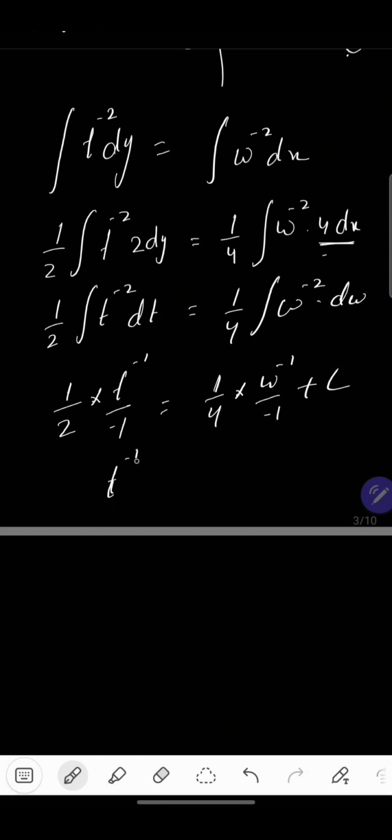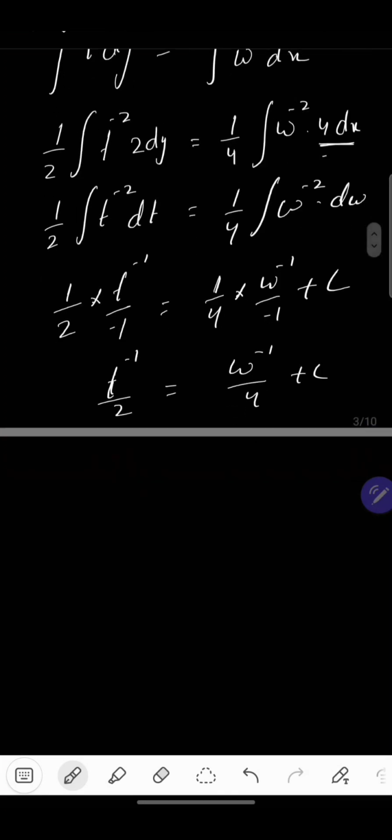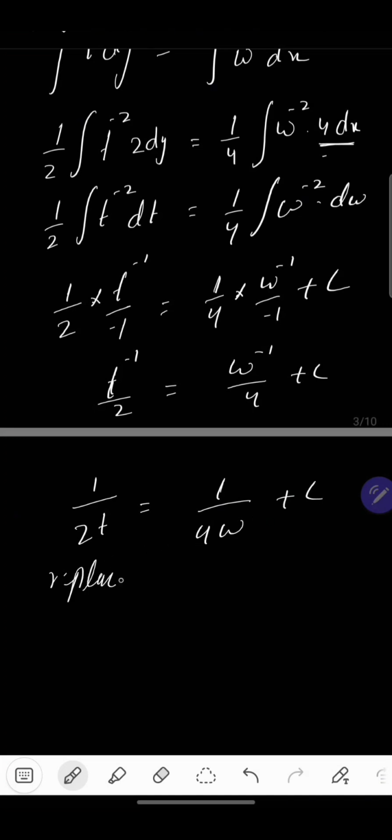We get t to the power minus 1 divided by 2 on the left. On the right side, we get w to the power minus 1 divided by 4 plus c. In the next step, we shift t to the power minus 1 to the denominator to make the power of t a simple one. 2t is equal to 1 divided by 4w plus c. Now we have to replace t and w by equations 1 and 3.